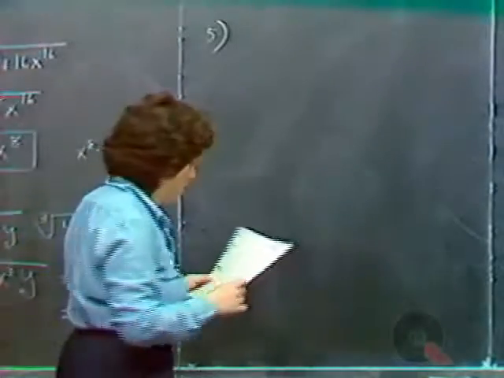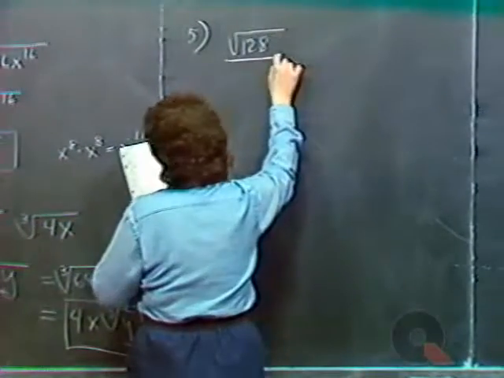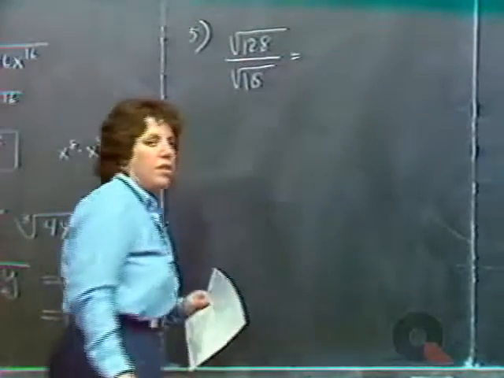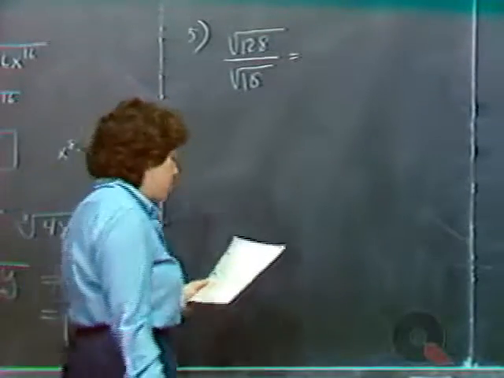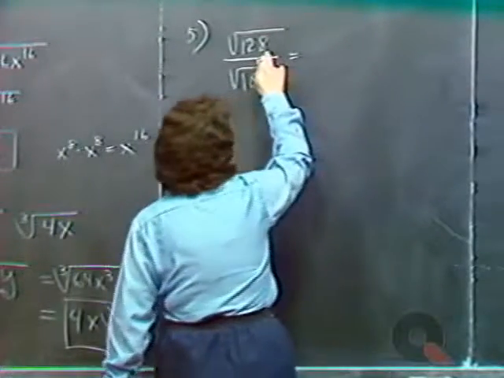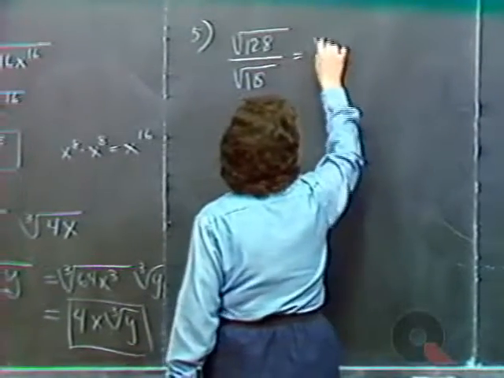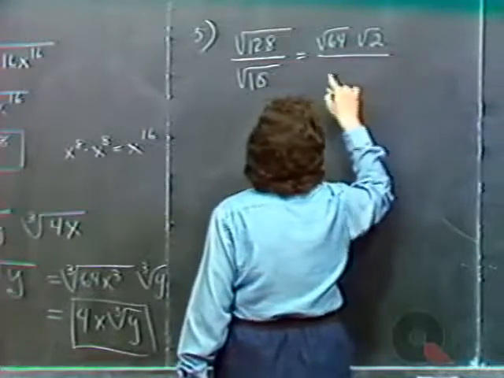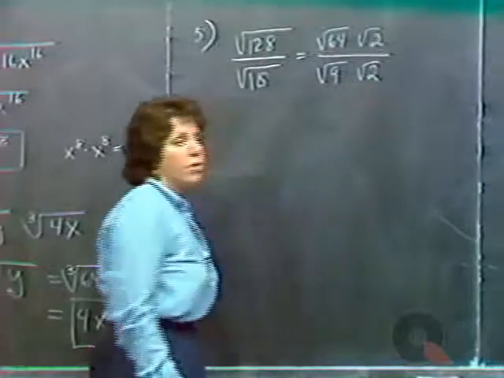Problem number 5. The square root of 128 over the square root of 18. Okay, this is not in simplest radical form. Let's see what we can do. Well, let's take our perfect square factors. The square root of 128 is the square root of 64 times the square root of 2. The square root of 18 is the square root of 9 times the square root of 2.